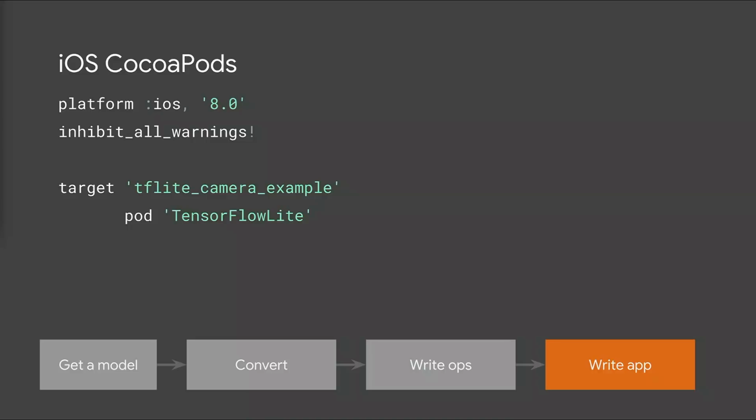So what if you're doing iOS? Well, in that case, you can use the C++ API. You can also use the Objective-C API. But again, we provide a pre-compiled binary in the form of a CocoaPod. OK. So now that you know how to use TensorFlow Lite, I want to tell you a little bit about what's going to be coming up in TensorFlow Lite.